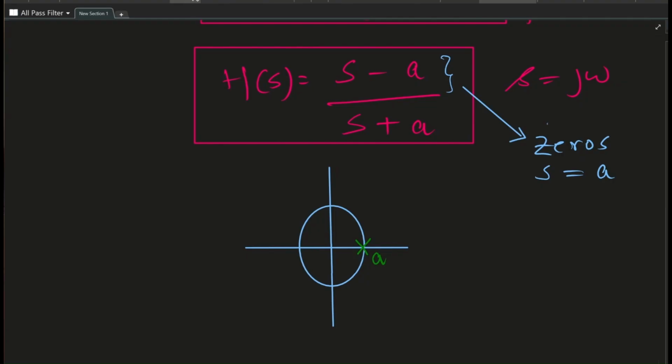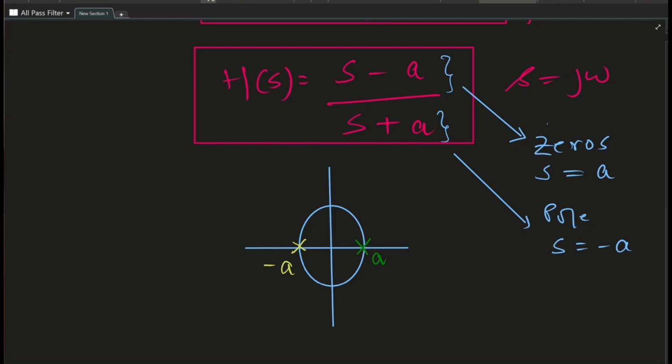And we also know that the denominator of the system gives poles. So the pole will come from here. And where is the pole? The pole is at S equal to minus a, which means here is the pole at minus a.